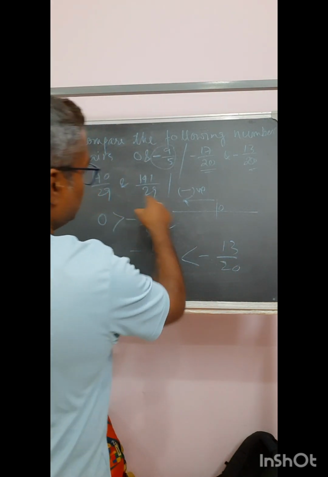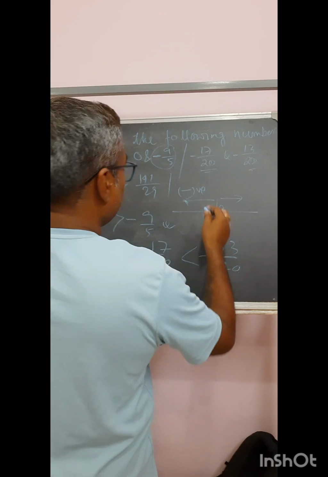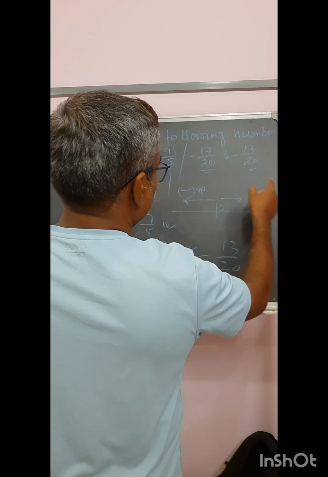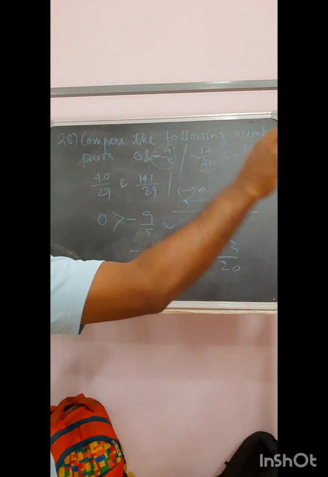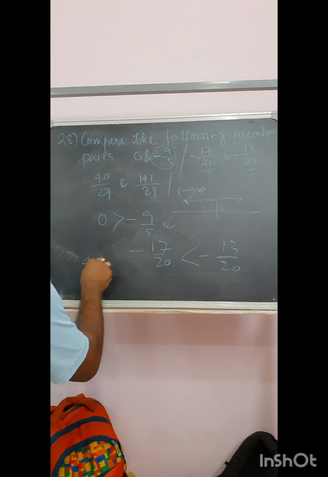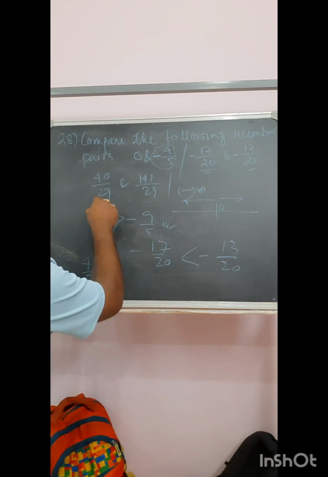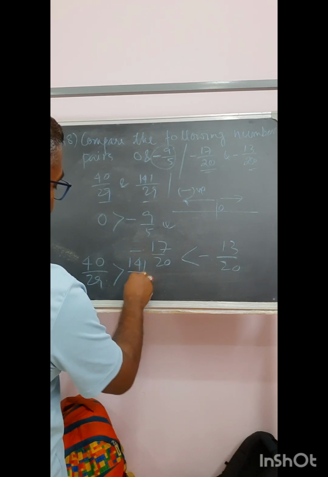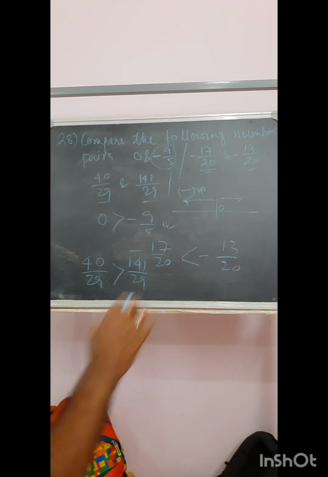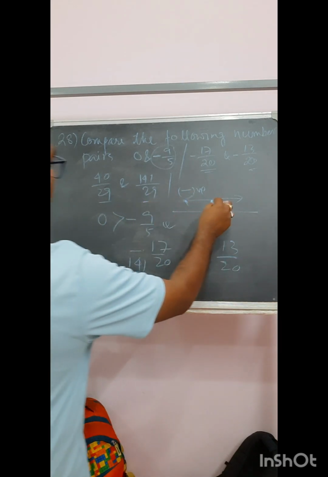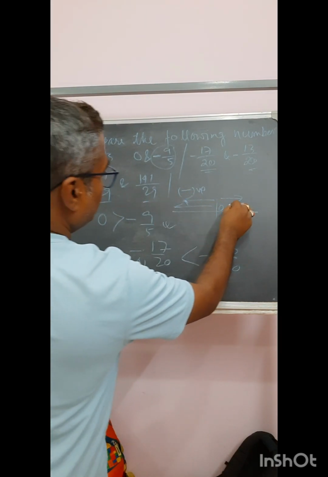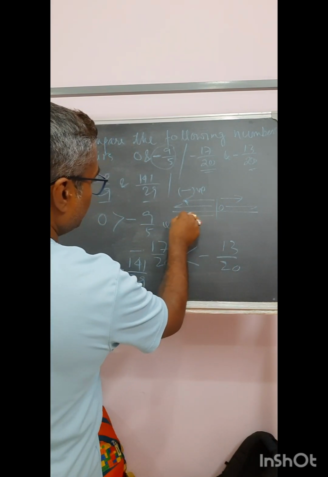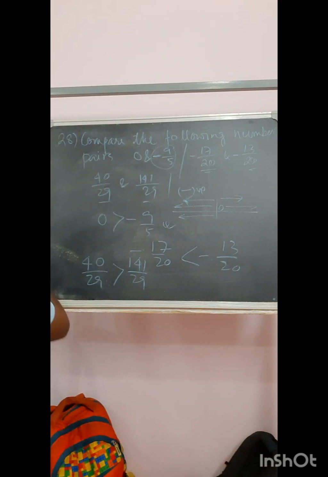And the last one is on the positive side. In positive numbers it is very easy to compare, because the smaller the number, the smaller it will be, and the bigger the number, the further on the right hand side it will be. So 40 by 29, as here also the denominators are the same, is smaller than 141 by 29. This is very easy, but sometimes there may be confusion when you are comparing a number on this side with one on that side, or more confusing when you are comparing two negative numbers.